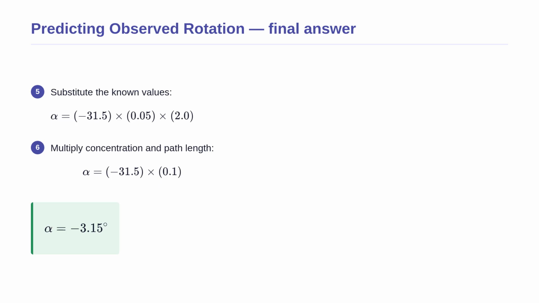This tells us that in this specific, less concentrated experiment, the light will only twist by 3.15 degrees to the left, even though the molecule's standard twisting power is much higher.